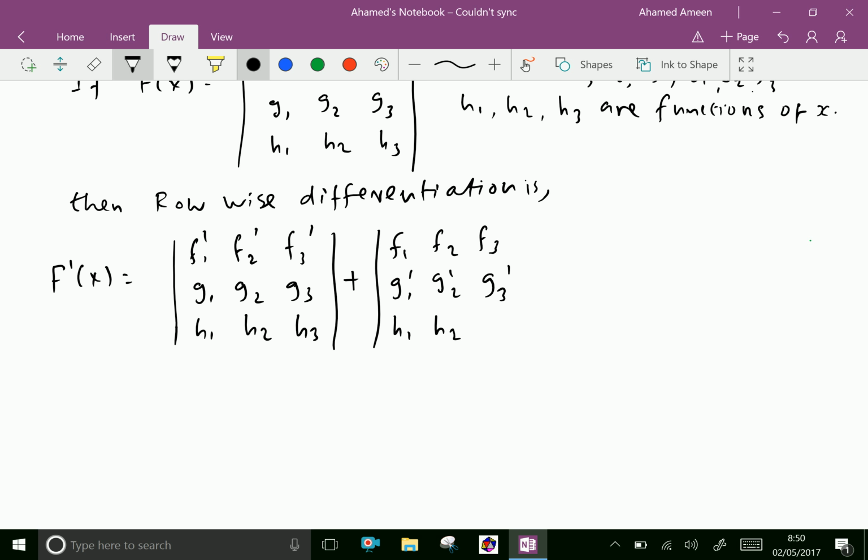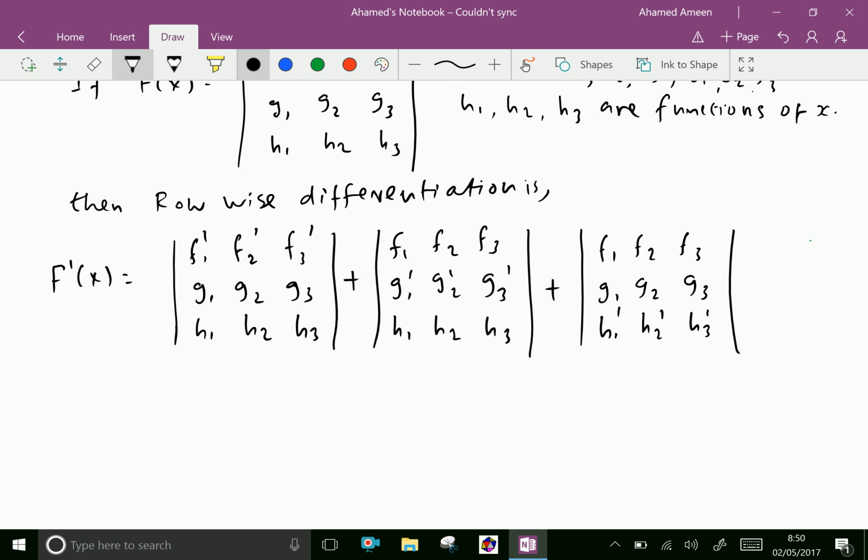h1, h2, h3, plus the first and second rows unchanged, that is f1, f2, f3, g1, g2, g3, and h1 dash, h2 dash, h3 dash. The total sum of all three determinants gives the differentiation of the given determinant.